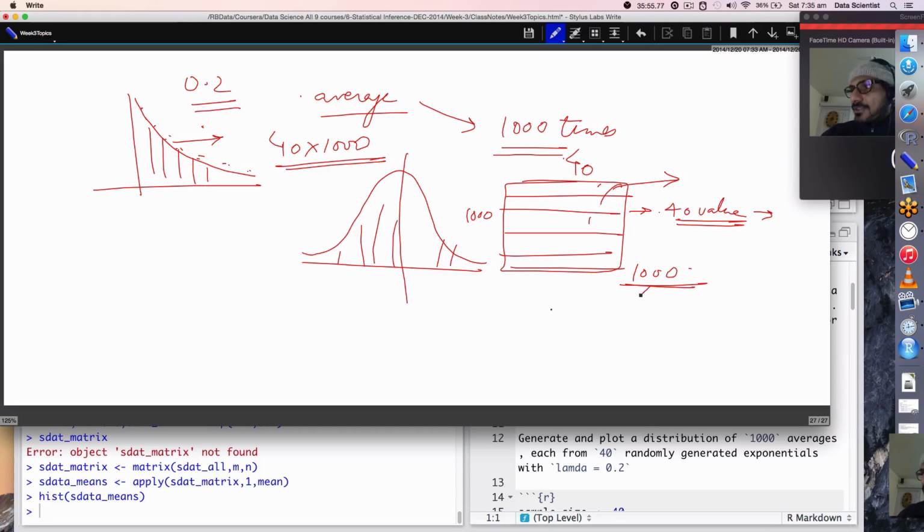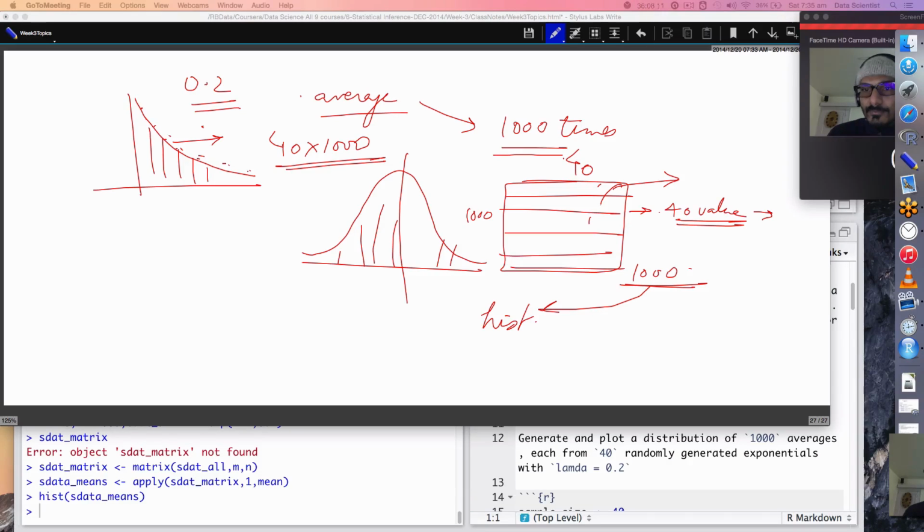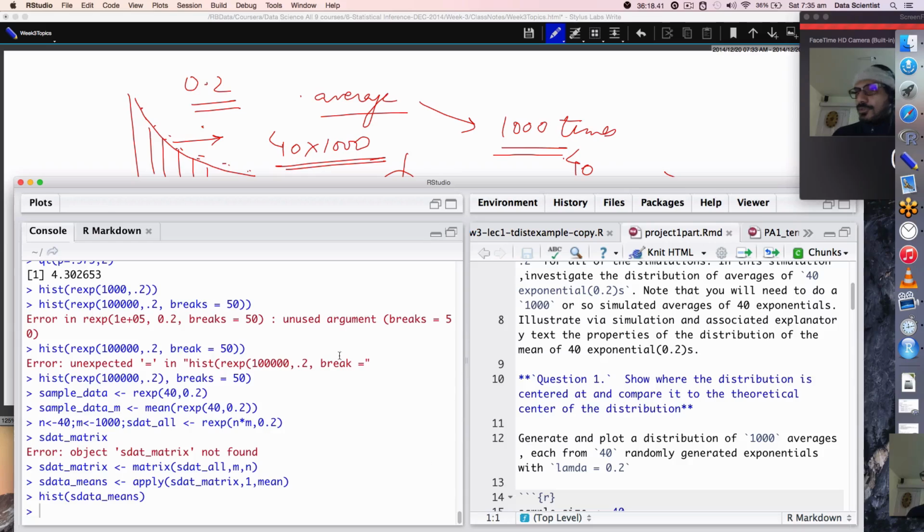Okay, if these 1000 values were to be put in the function called histogram, right, we'll see that the shape comes up something like this. Is it clear, all of you guys? Raghav, Abhishek, now it's clear. Okay, all right. So we've done that.